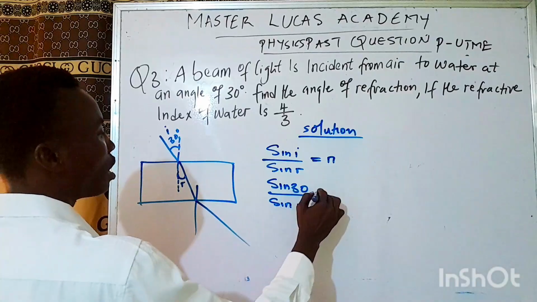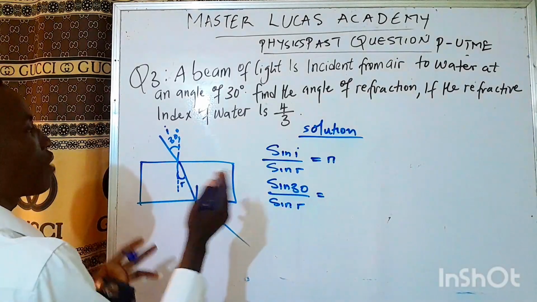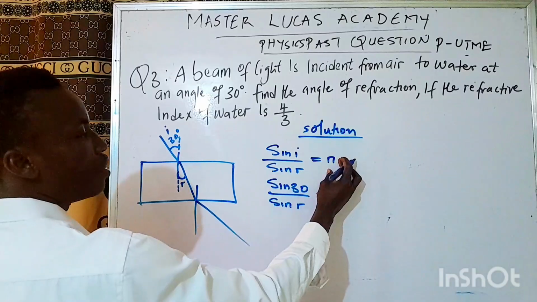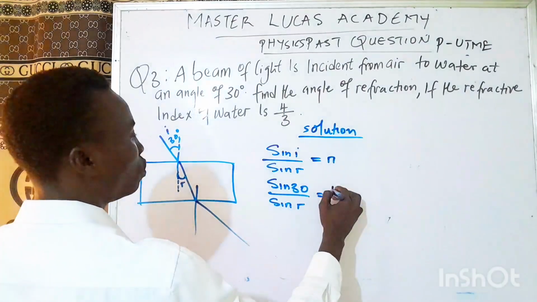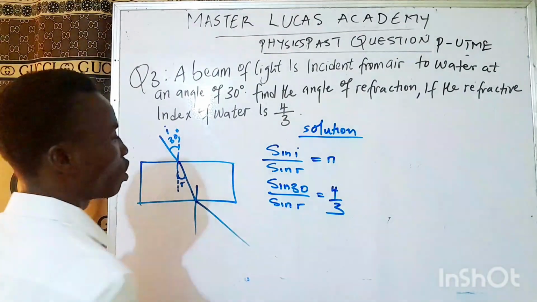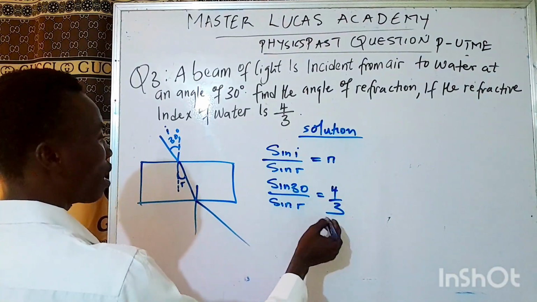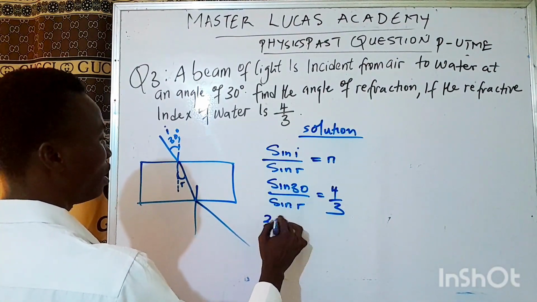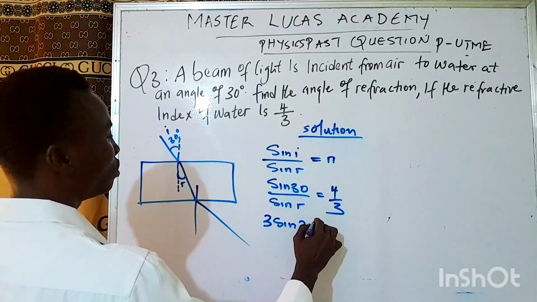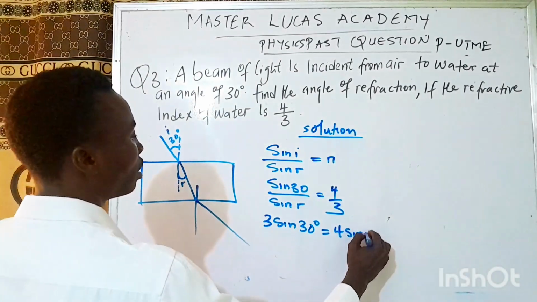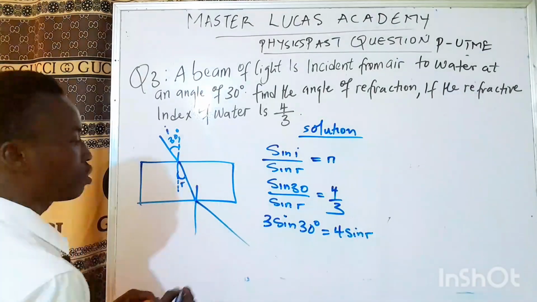Sine r equals, you are given the refractive index. So the refractive index of water, this n here represents the refractive index, which is 4 over 3. We are not done yet. So what are we going to do next? Cross multiply. When you cross multiply, you are going to have 3 sine 30 degrees equals 4 sine r. That is what we are going to have there.